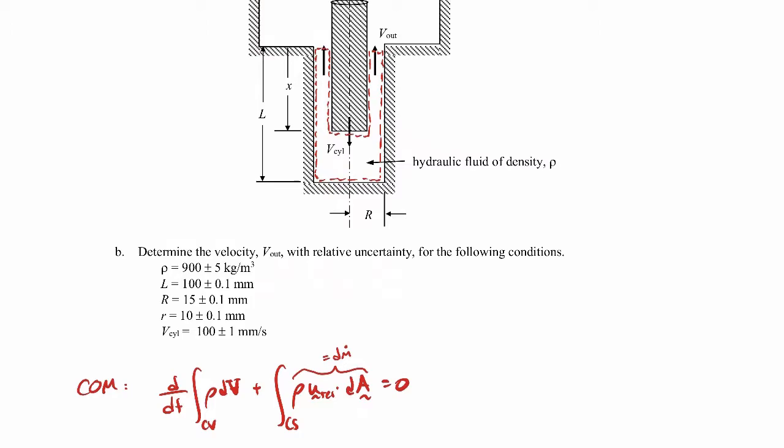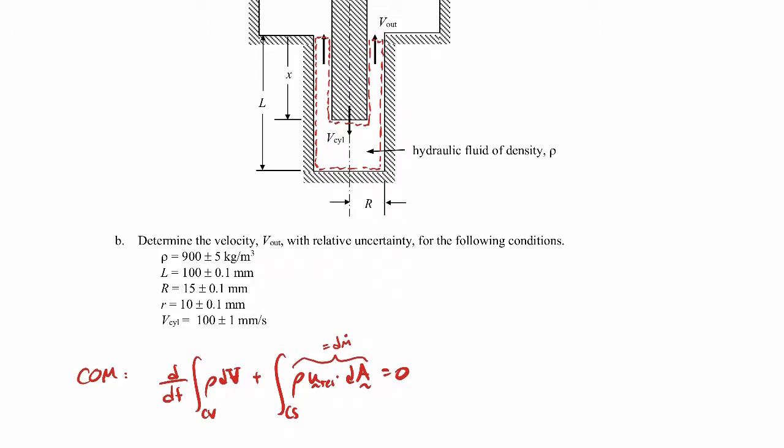Okay, this is actually a deformable control volume. I'm going to have this control volume actually move with that inner cylinder. So as this inner cylinder moves down, the control volume just kind of hugs it and also moves with it. So it's a deformable control volume. And I wanted specifically to cut across here because I'm trying to find the velocity out. So I want my control volume to cut across right there so that velocity out will show up in my analysis.